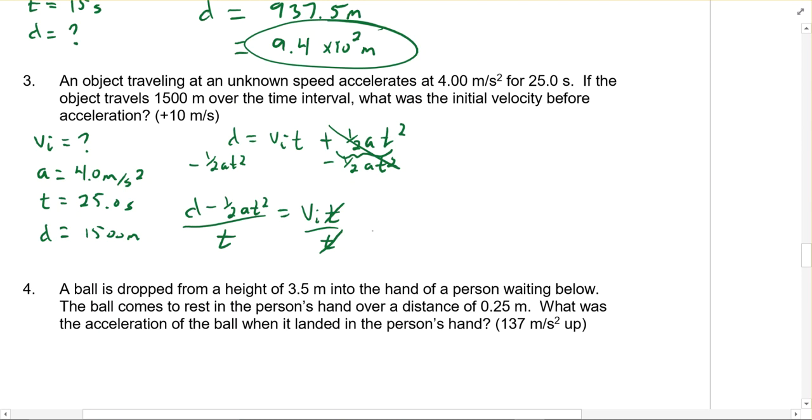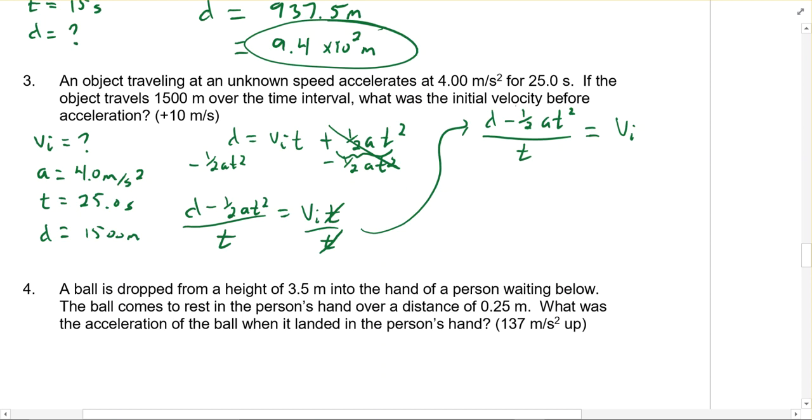And what I have left is, maybe I'll just put an arrow to show it, I'm just moving up here now. I'm going to write D minus 1/2 AT squared, all over T, is equal to VI. Now, you might be tempted to say, okay, I've got a T on the top and a T on the bottom, I could just cancel those. You can't. That's a common misconception. The only reason you can't is because if I've got 2 terms up top, T would have to be in both those terms. It would have to be, yeah, D times T or something like that, right? So you can't just cancel it.